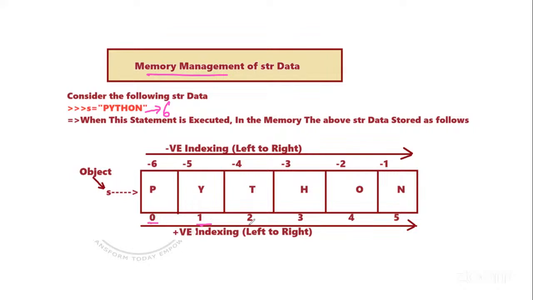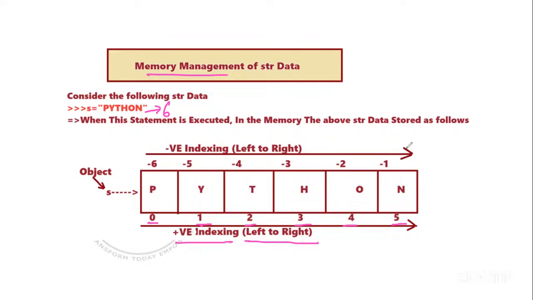This is called index number. And in Python, indexing by default starts from 0. That is the reason P takes index 0, Y takes 1, and so on, N takes index value 5, if you traverse from left to right. This is called positive indexing.